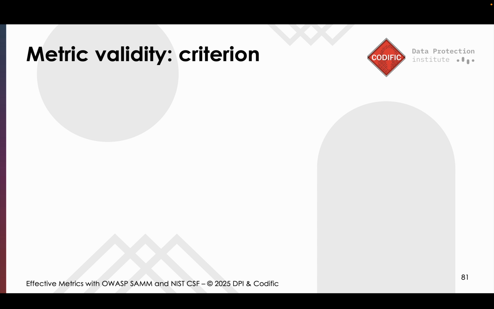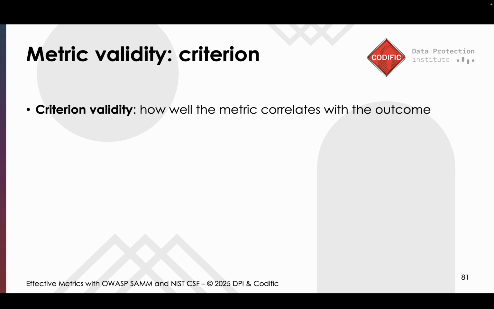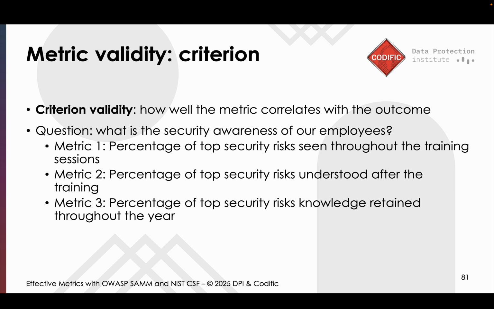The second validity threat is referred to as criterion validity. It looks into how well the metric correlates with the outcome. Let's take the same question that we had on the previous slide. What is the security awareness of our employees? Metric 1 is about how much of the top security risks is seen throughout the training material. However, a higher coverage doesn't necessarily correlate with better awareness.